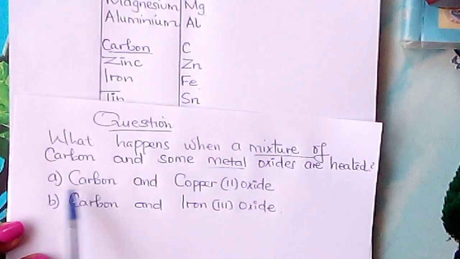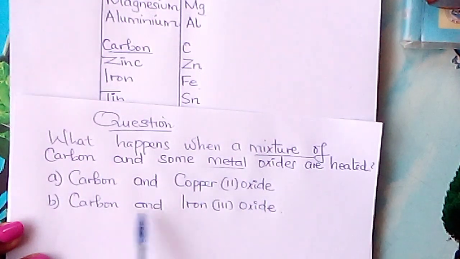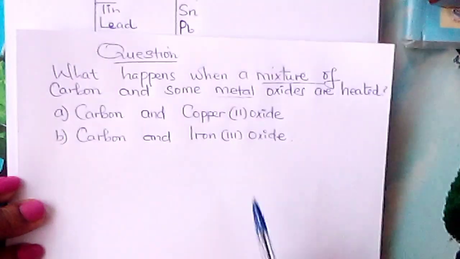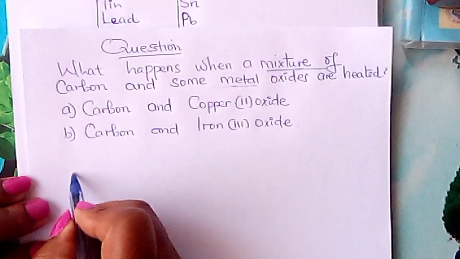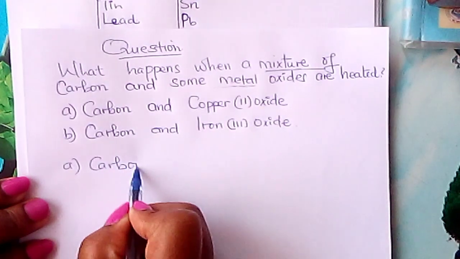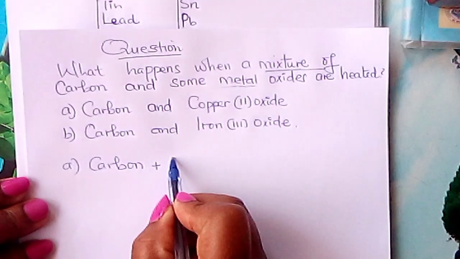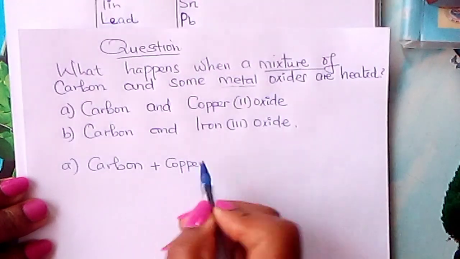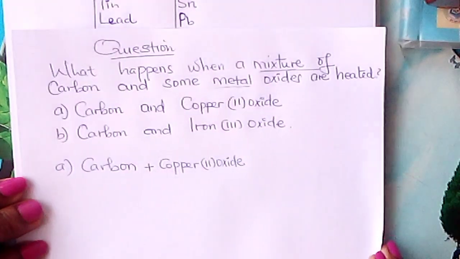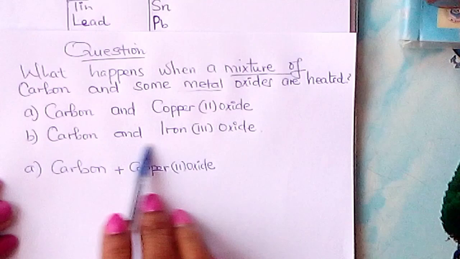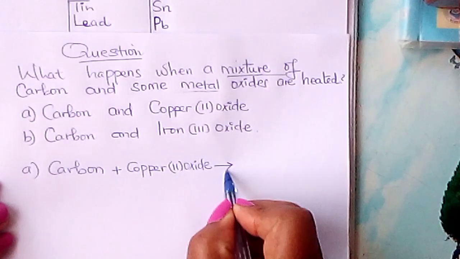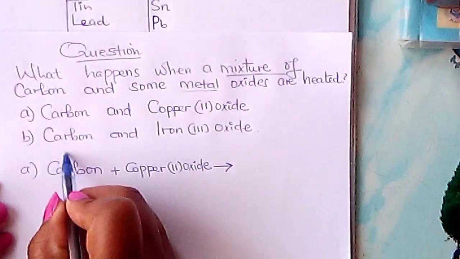You are given A, carbon and copper 2 oxide, B, carbon and iron 3 oxide. Let us look at the first one, and we even write their chemical equations. So, you are told A, carbon is mixed with copper 2 oxide. We first write the word equation like that. Carbon is mixed with copper 2 oxide and the mixture is heated. What will be the products? Remember the word equation, learner.